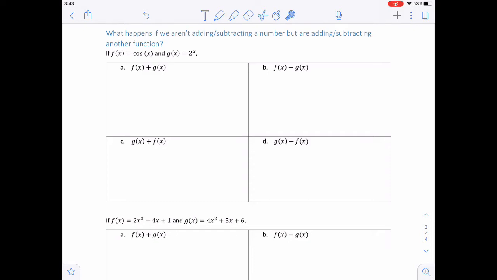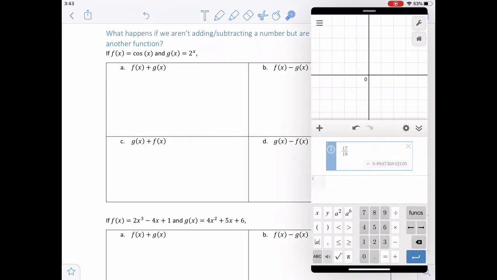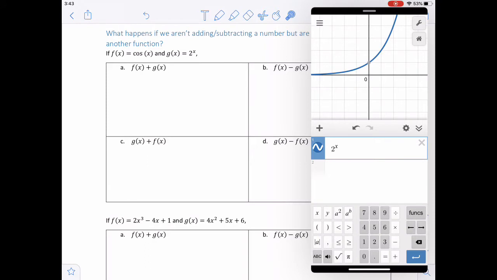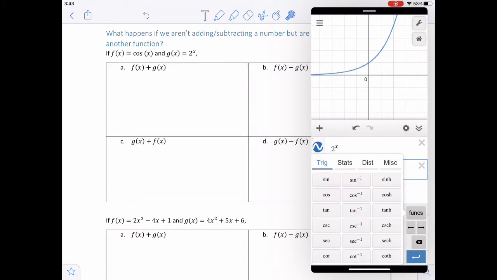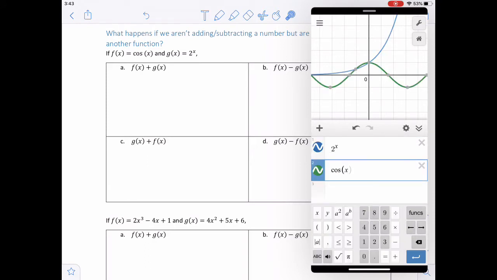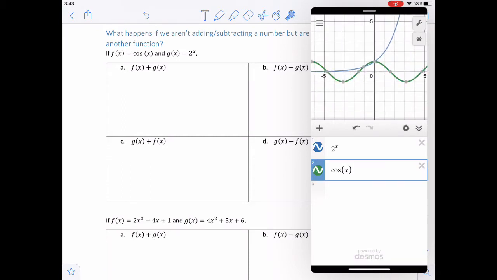So in our first examples, we're going to have f of x be cosine of x. This is a graph we're going to explore a lot later this year. And g of x equals 2 to the x. We should have seen that graph before. 2 to the x is an exponential graph. And you might have seen cosine before. Cosine is what we call a sinusoidal graph. It comes from our trigonometric functions. Sometimes we call them waves because it looks like a wave.